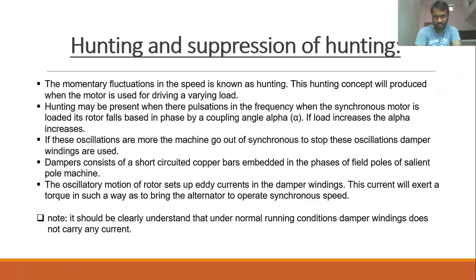The angle between the stator poles and rotor poles is nothing but the coupling angle. The coupling angle is represented with alpha. We see that the coupling angle between the stator poles and rotor poles should be 0. But when hunting occurs and the rotor pulls back, this coupling angle will not be equal to 0.